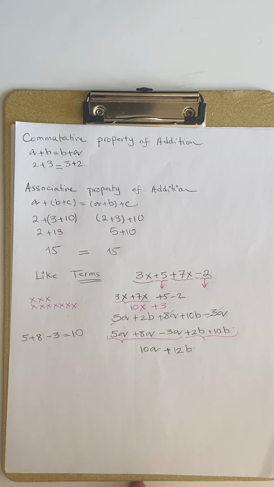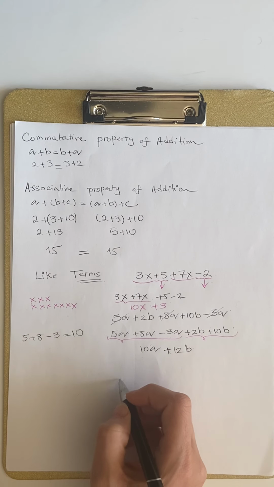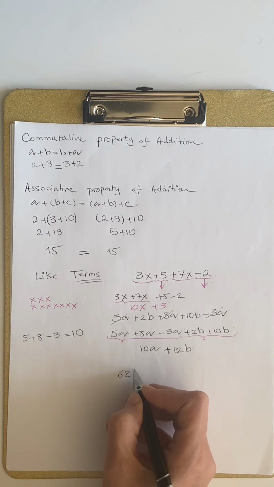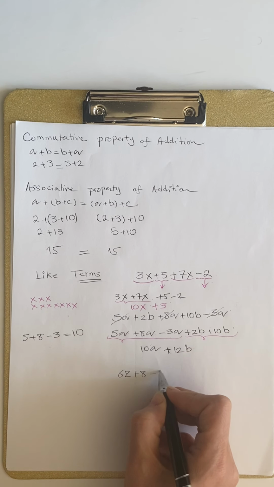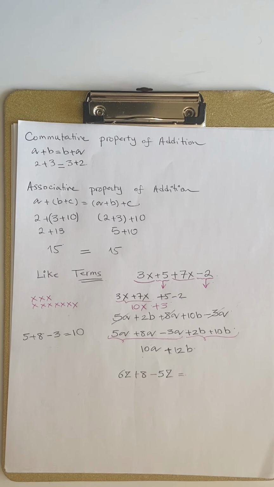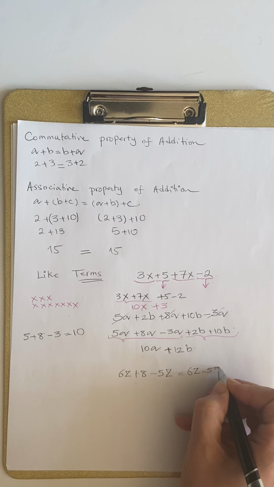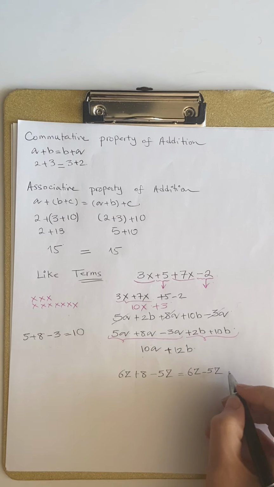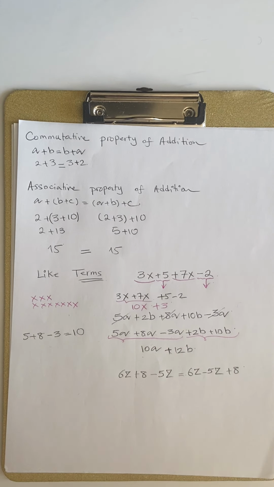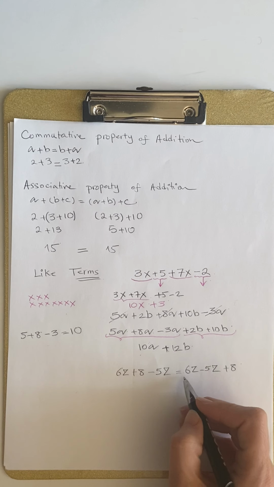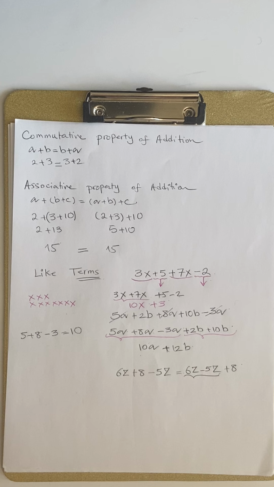Let me throw in a question that you have not seen. How about this one? 6z plus 8 minus 5z. Do you see any like terms? Collect them. So I go 6z minus 5z. And then we're going to write down the 8 at the end, which is, by the way, a constant because there's no variable attached to it. So what I'm going to do right now is add these two together, or actually subtract the 5z from 6z. 6z minus 5z.